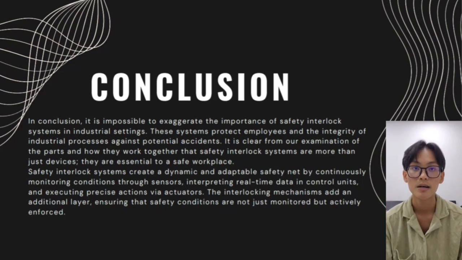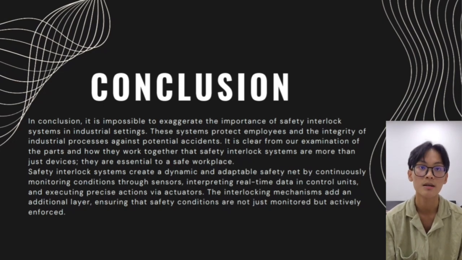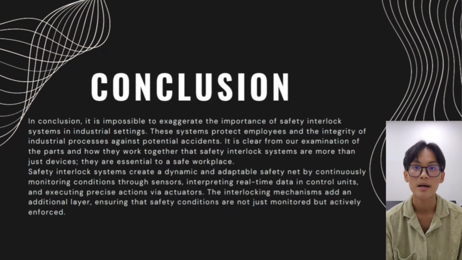Safety interlock systems create a dynamic and adaptable safety net by continuously monitoring conditions through sensors, interpreting real-time data in control units, and executing precise actions via actuators. The interlocking mechanism adds an additional layer, ensuring that safety conditions are not just monitored but actively enforced.